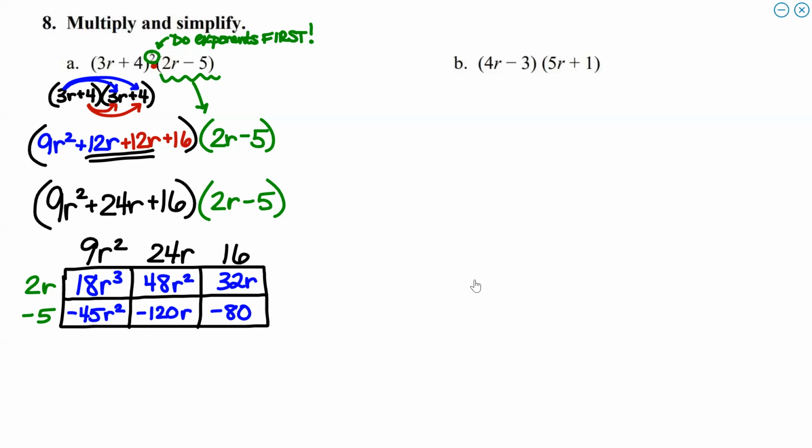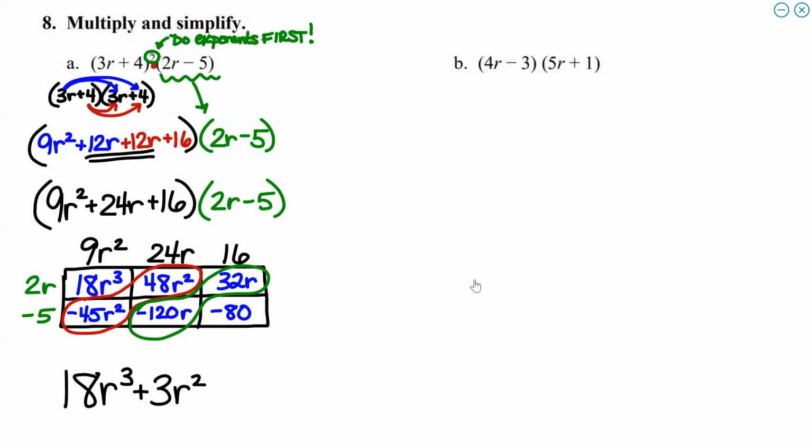We're going to need to combine our like terms together, right? Where do you notice the like terms showing up when I arrange it like this? On my diagonals. These two are like terms, so I can combine those together. And these two are like terms. It makes it easier for me to combine my like terms here. So 18r cubed, it didn't have a like term. What do I get when I combine those two like terms together? 3r squared. So plus 3r squared.